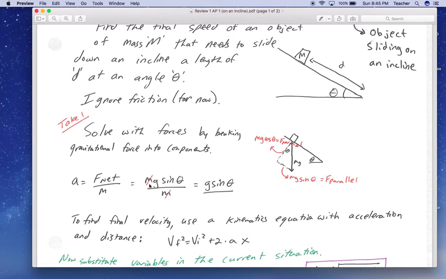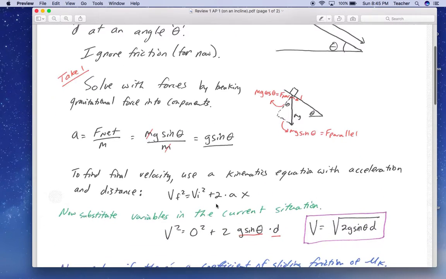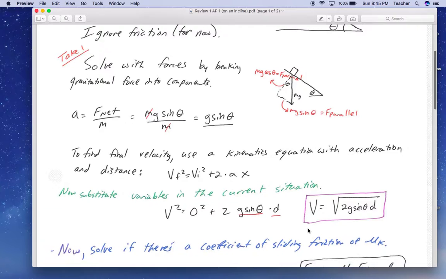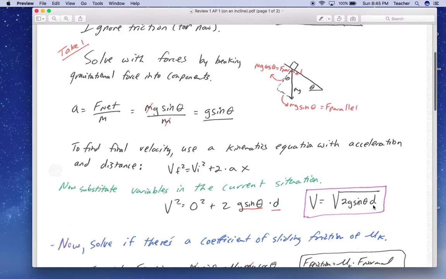So the parallel component of the gravitational force is mg sine theta. The mass of the system is m, so the acceleration would be g sine theta. If we were going to find the final velocity of this, we could use a kinematics equation such as vf squared equals vi squared plus 2ax. I think it's written slightly differently on the formula sheet. There is no initial velocity if we start from rest, although I guess there could be. So the final velocity squared is equal to 2 times the acceleration, g sine theta, which we found out earlier, and the distance was d. So the velocity at the bottom of the hill is the square root of 2g sine theta d.